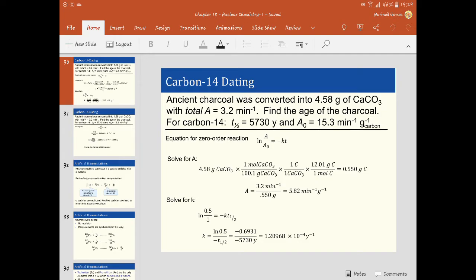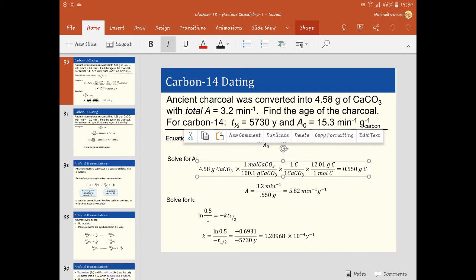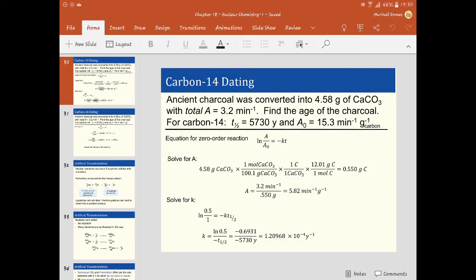We are already given a total activity, but it's not the exact one that we are looking for, because we are looking for the activity in terms of per minute per gram of carbon. So we'll just perform a simple conversion. Here, you have your 4.58 grams of calcium carbonate, so convert it to moles. For every 1 mole of calcium carbonate, we have 1 carbon, and the mass of that carbon is still 0.08. So for 4.58 grams of calcium carbonate, we have 0.550 grams of carbon.